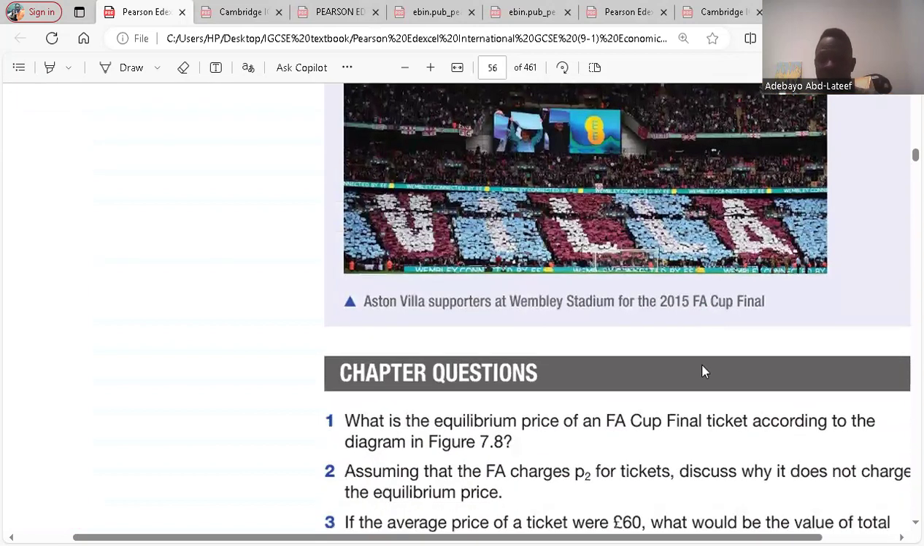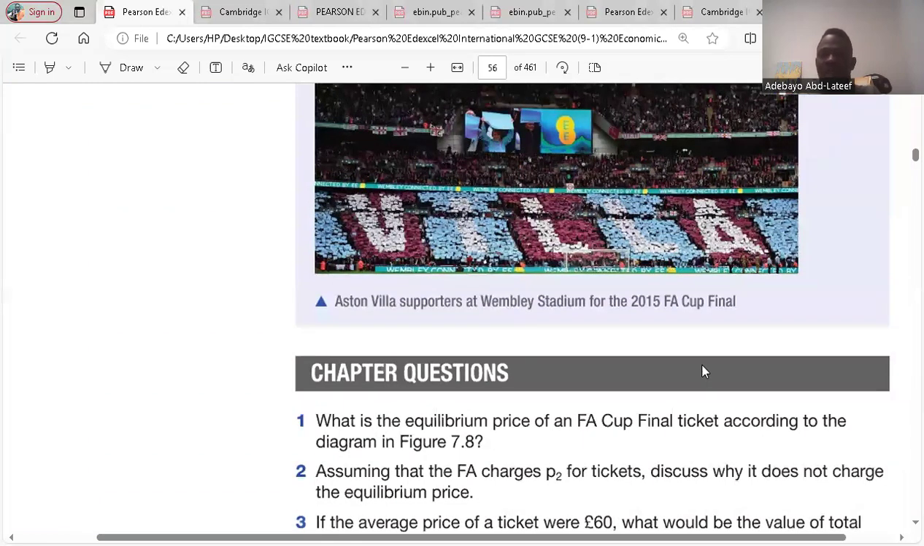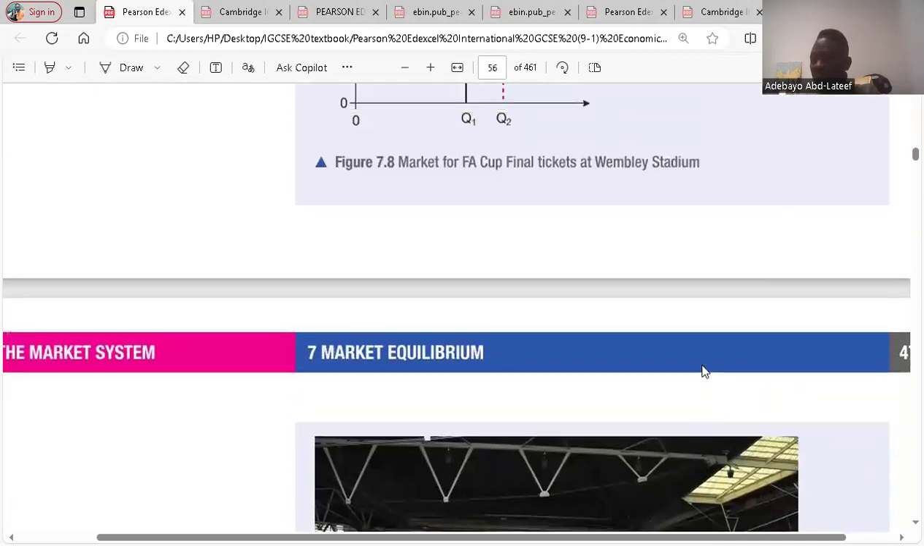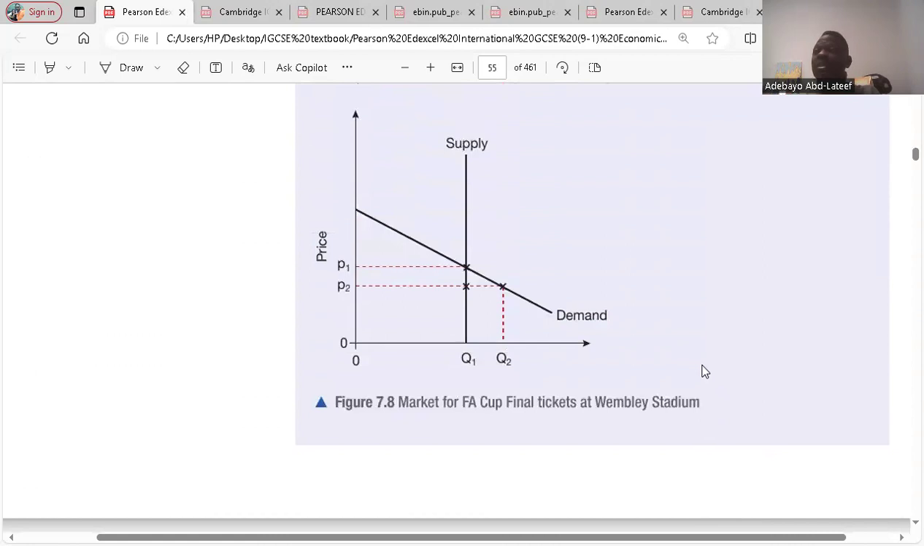Assuming that the FA charges P2 for tickets, discuss why it does not charge the equilibrium price. The English FA might not be able to charge at P2. Why? Because they want it to be affordable. It's not equal. That's not the reason why they are not charging it.